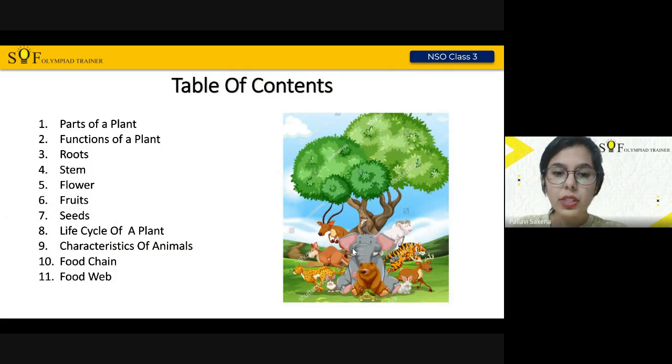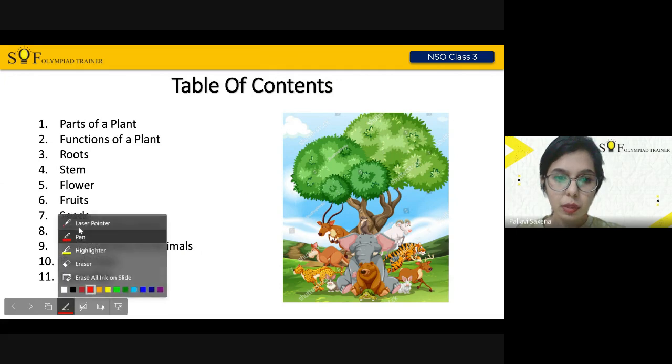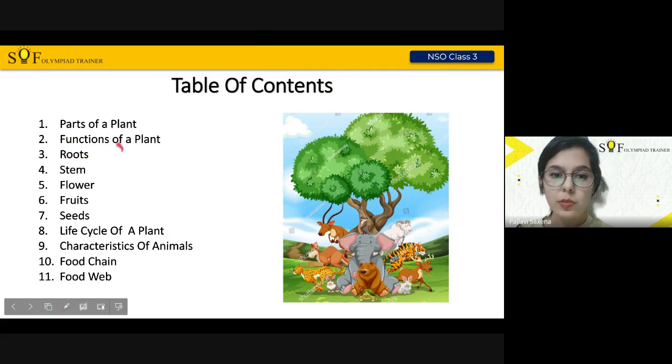So these are the different topics that we are going to be covering in this chapter, children. We'll talk about the parts of a plant like we just already spoke about. Then we also spoke about the functions of a plant. After discussing both of these, we will look at the types of each of the different parts that we have discussed: root, stem, flower, fruits, and seeds. We will talk about each of them slightly in detail. Then we'll also be covering the life cycle of a plant.